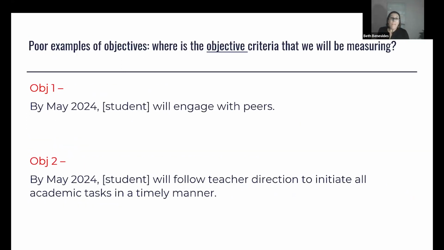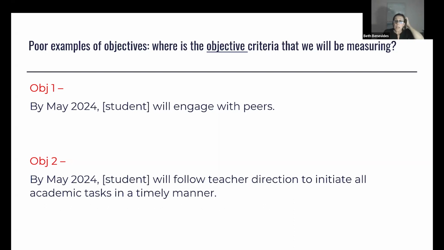Okay. Quite often, we see very poor examples of objectives where the objective criteria, so this is based on data, this is based on fact, it's something we can see, will be measured. These are real objectives that I pulled from different IEPs. And I want you to see why these are poorly written and why, if you saw your child's objective written this way, you would still have lots of questions because you wouldn't be able to pull out very much of the criteria, right?